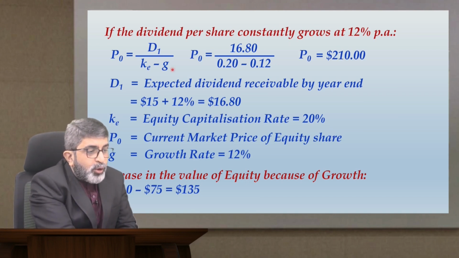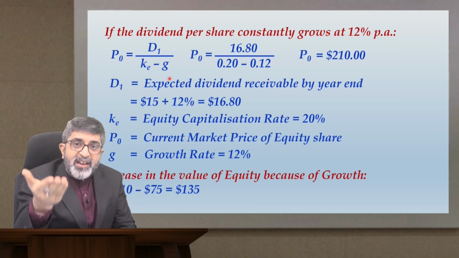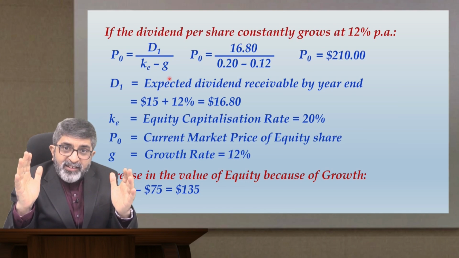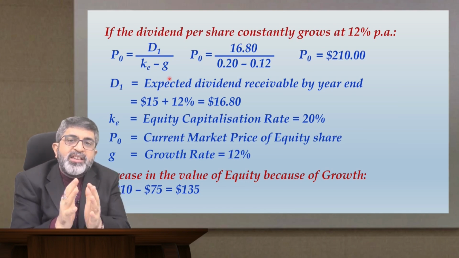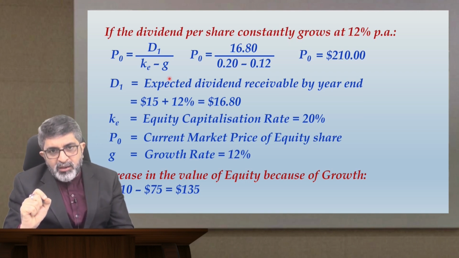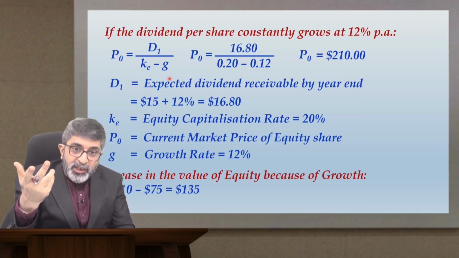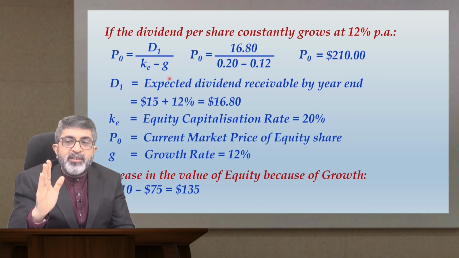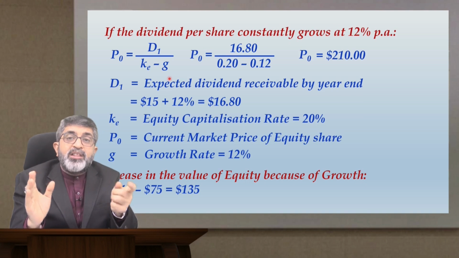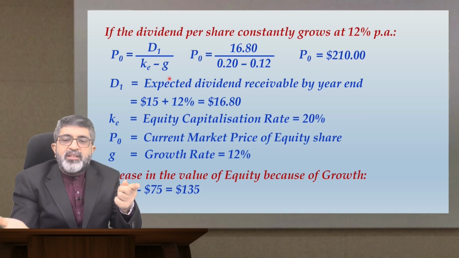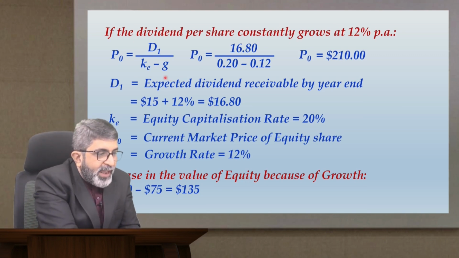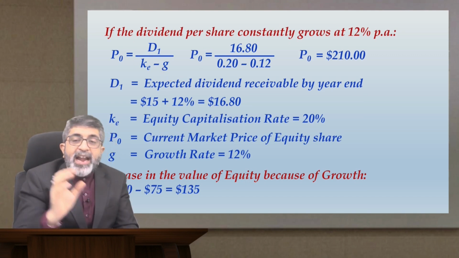So as and when the growth rate starts getting higher and higher, the gap between KE and G starts reducing, and smaller the gap, the smaller will be the value of denominator in Gordon's model formula, and higher will be the value of the share. In simple words, the value of the share is directly related with the growth rate. The higher the growth rate, the higher will be the value of the share, which can be mathematically shown by connectivity between KE and G.